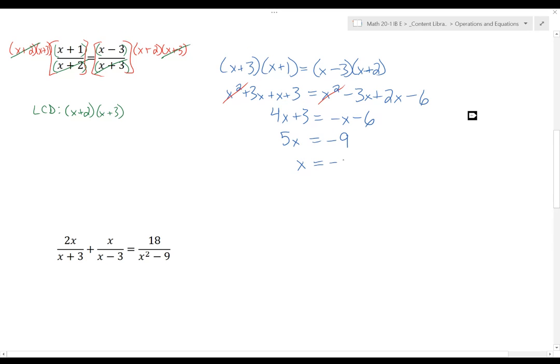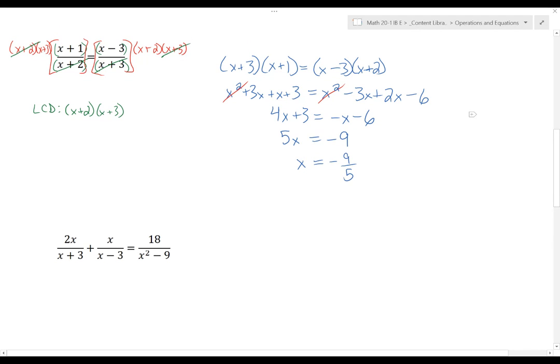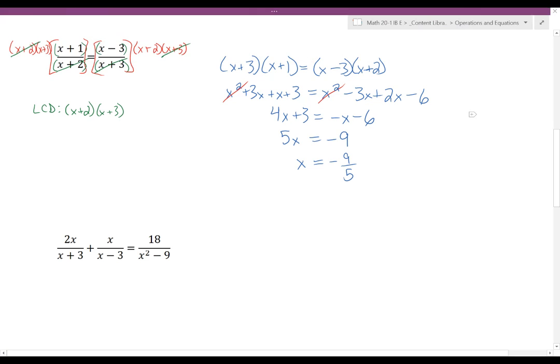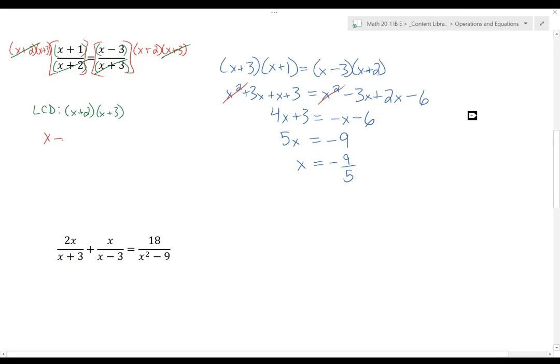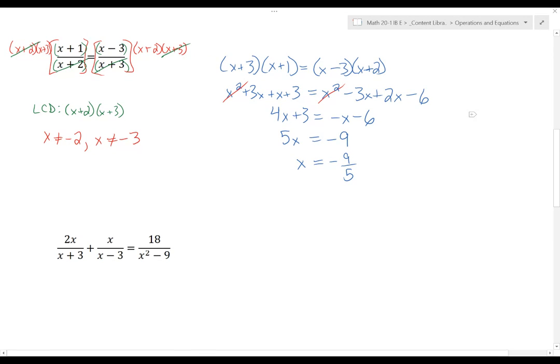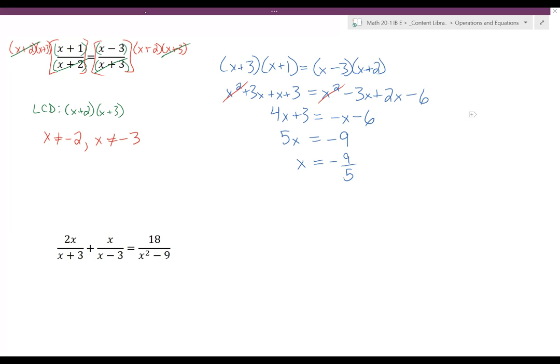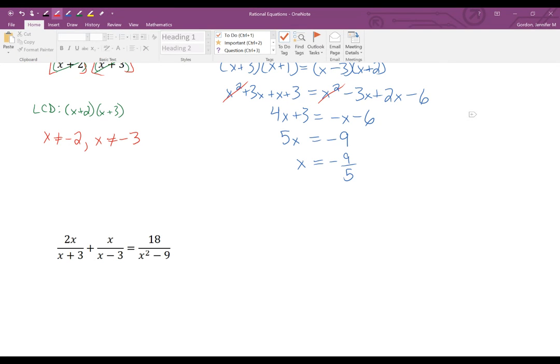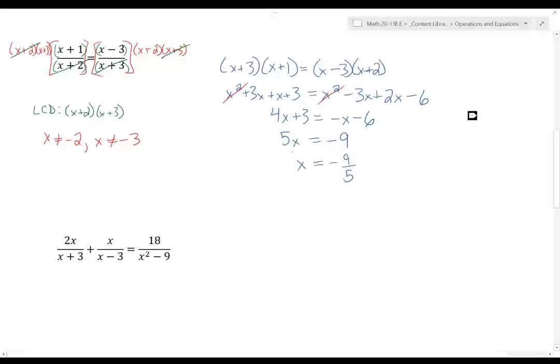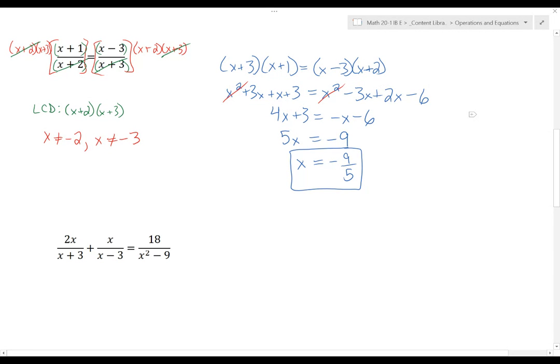x equals negative 9/5. Double checking with my non-permissible values. I had x couldn't equal negative 2 and x can't equal negative 3. Well, negative 9/5 is neither negative 2 nor negative 3, so it seems that it's okay. It would be a good idea to plug that into your calculator and verify that what you get on the left-hand side when you substitute x equals negative 9/5 is what you get on the right-hand side.